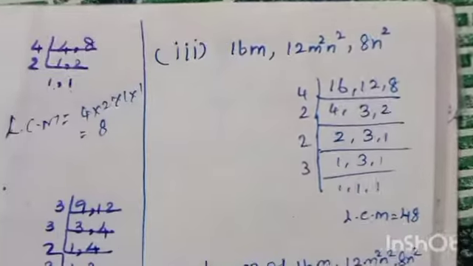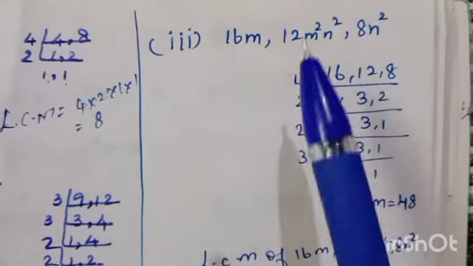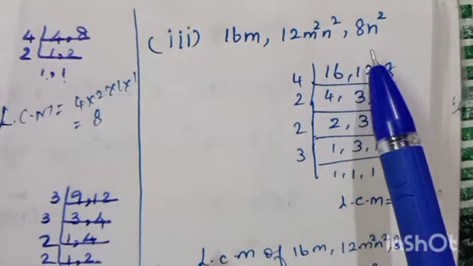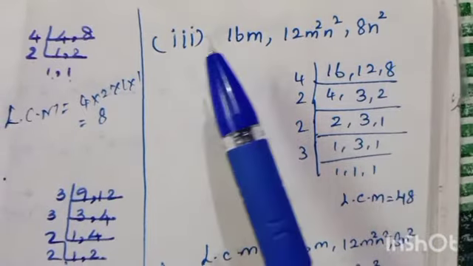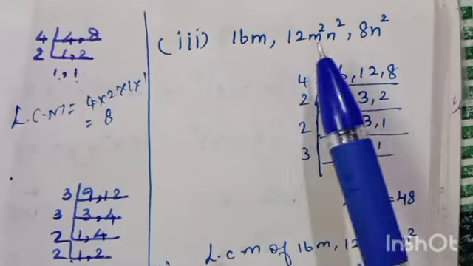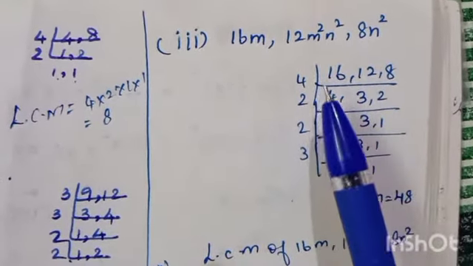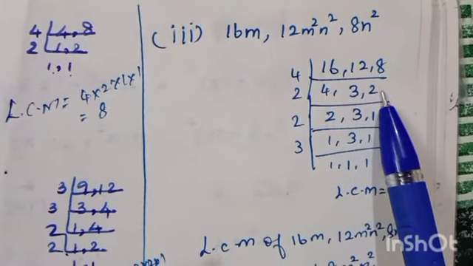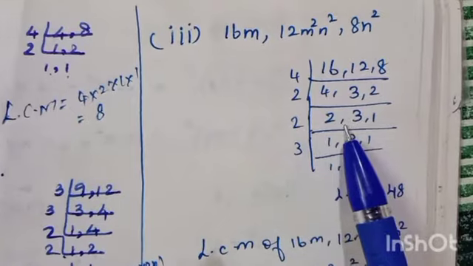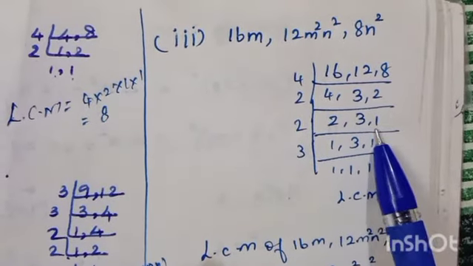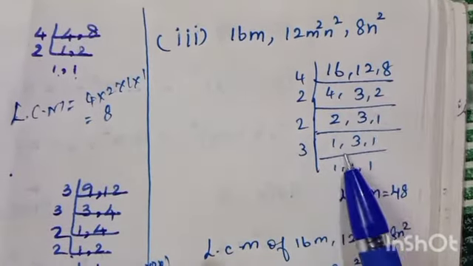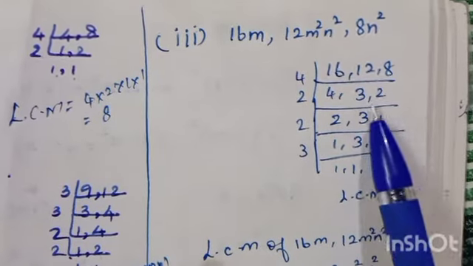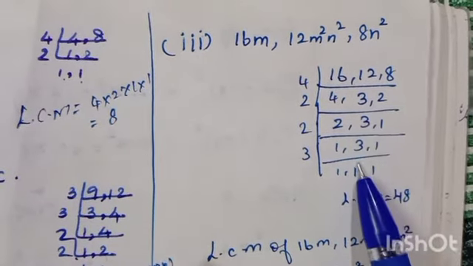Now the third problem, 16m, 12m square n square, 8n square. So you have to find the LCM for 16, 12, 8. I am using the fourth table here. So 4 4s are 16, 3 4s are 12, 2 4s are 8. Then 2. 2 2s are 4. This 3 is taken, right? 1 2 is 2.